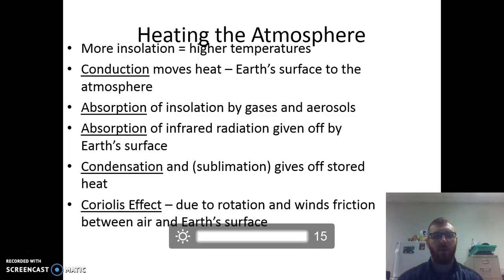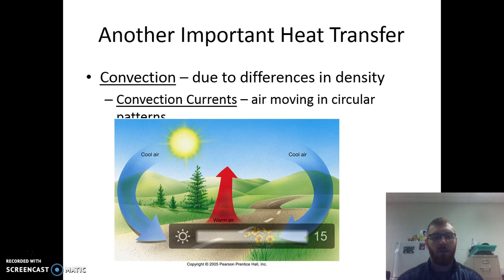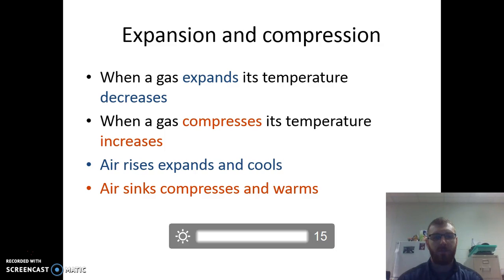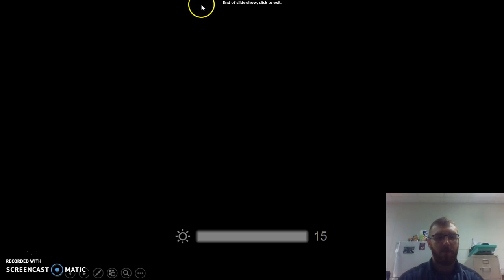So, heating the atmosphere, we've talked about all of these things so far. The one I want to touch on one more time is the Coriolis effect, and it's due to the rotation of the Earth and wind's friction between the air and Earth's surface. We've already talked about these. And when a gas expands, its temperature will decrease, and when a gas compresses, its temperature will increase. Air rises, expands, and cools, and air also sinks, compresses, and warms. That's all for these notes.